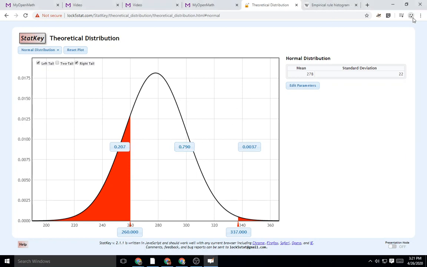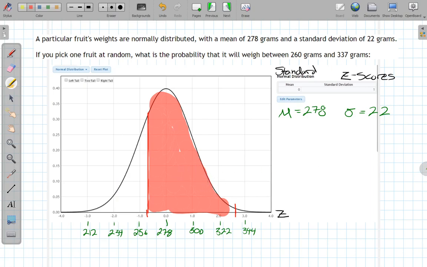So updating my picture here, I think that red region right there represents about 80% of the fruit. Now, the computer actually said it was 79. Maybe it should be a little more precise. 79% of the fruit was in there, or as a decimal, 0.79.